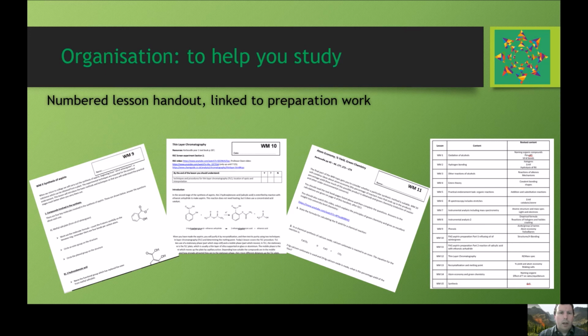We've been working together for many years, and we've developed a highly organized system that will help you to study independently. So each lesson, I say you'll get a handout. Here are images of the 3 handouts that Year 1 students have had this week. They're numbered, so it makes it very easy to organize your file, and they're linked to a preparation work. And on the right, there is a chart of the preparation work for this particular topic. So they're numbered and they link up very carefully with the preparation. So we think that will help you, particularly in the first term, to get your independent study skills developed.